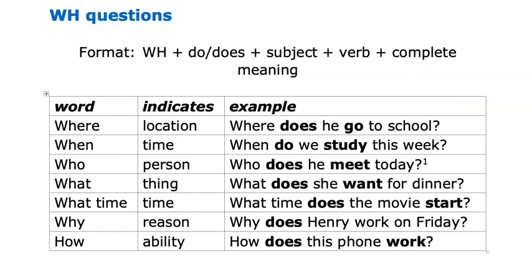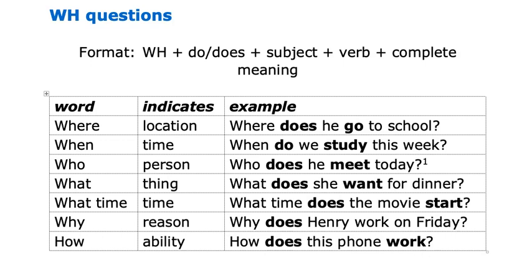We can also ask WH questions in the simple present. And again, when we're asking questions in the simple present, we need to use the verb to do. So our format is the WH word plus do or does plus the subject plus the base verb plus the complete meaning.